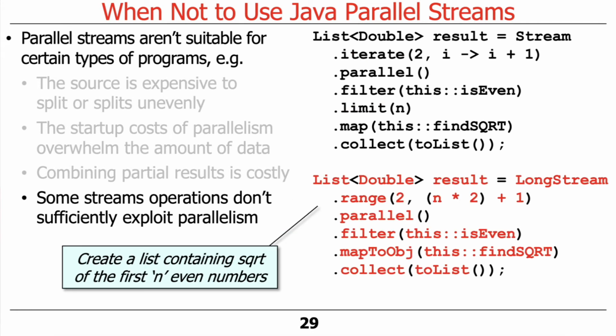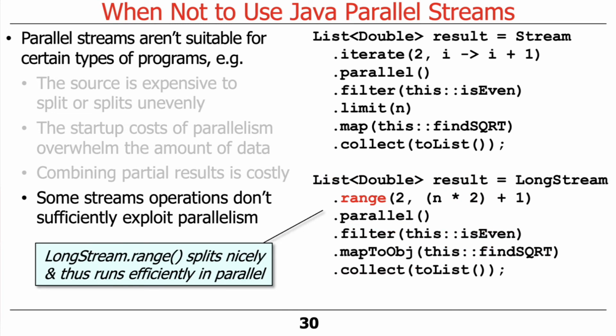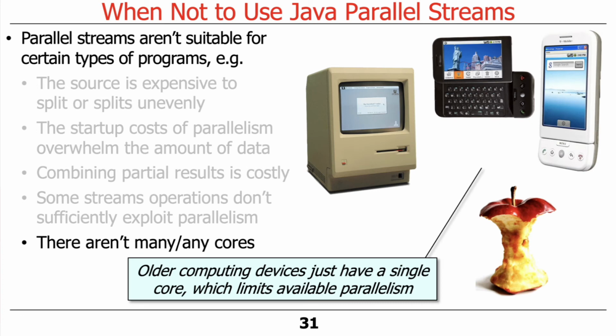In contrast, if we change the way we implement this, if we use the range method, which does in fact split nicely in parallel, and get rid of limit and iterate, this code will run blazingly fast, and it parallelizes extremely well. That's because range splits nicely and therefore runs very efficiently in parallel. So two different ways of computing the same result, and one parallelizes better than the other. This, again, is what you need to learn if you want to use parallel streams effectively.